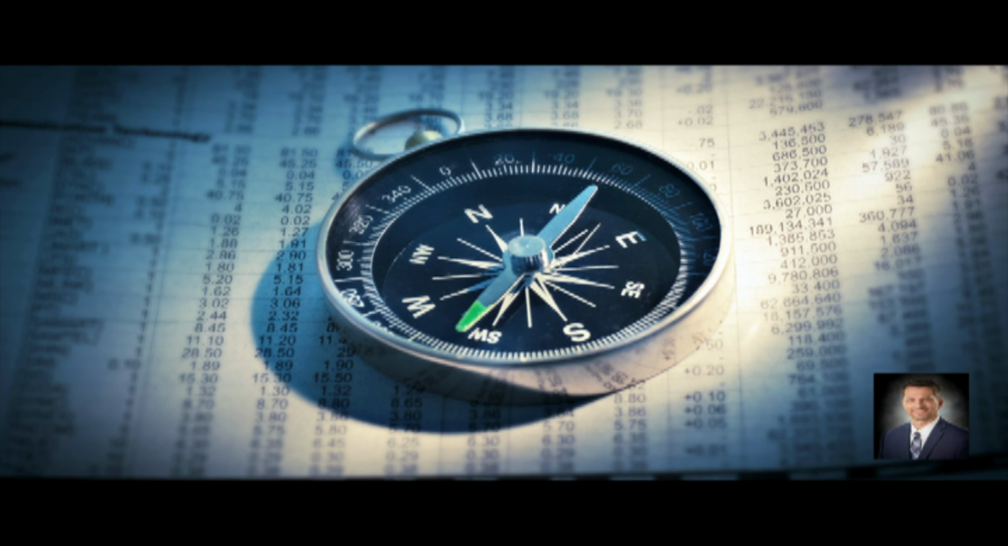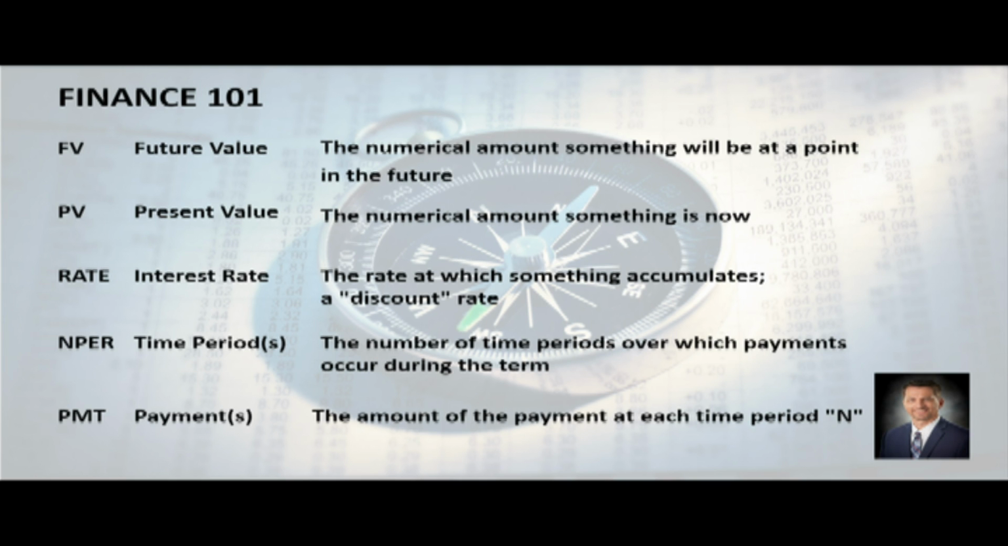So in finance, when we're looking at the time value of money, we're talking about 5 things. First of all, FV stands for future value, and that's the numerical amount something will be at a point in the future. PV is present value. That's the numerical amount that something is now. Rate stands for interest rate. That's the rate at which something accumulates.